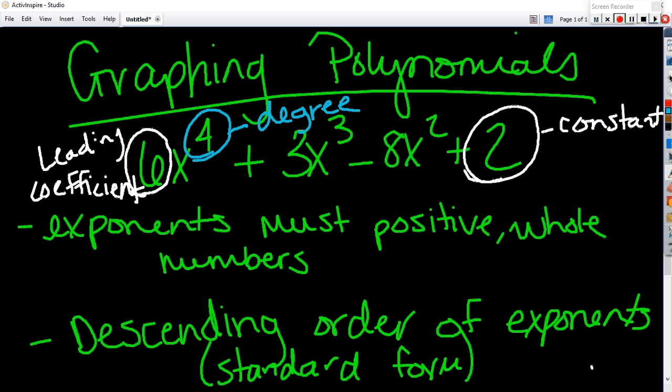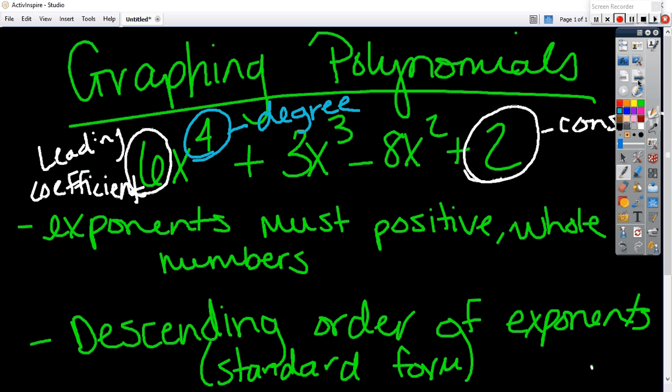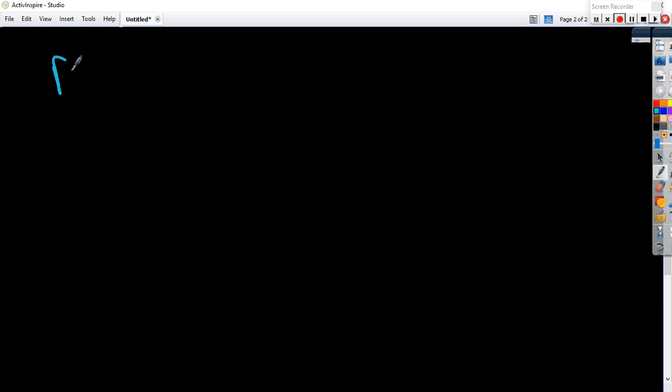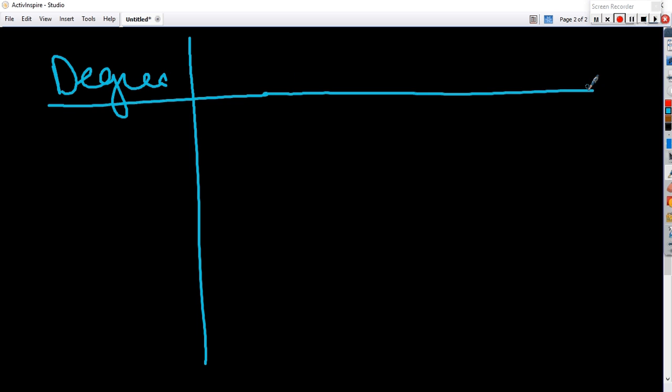Okay. So I'm going to give you a little chart here. Have y'all got that? Can I go forward? All right. Based on the degree, remembering the degree is the biggest exponent. All right. So let's start with 0. We'll take it up through 4.